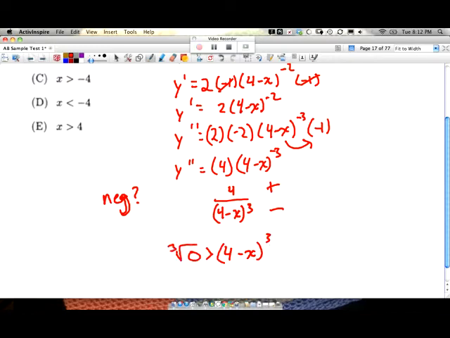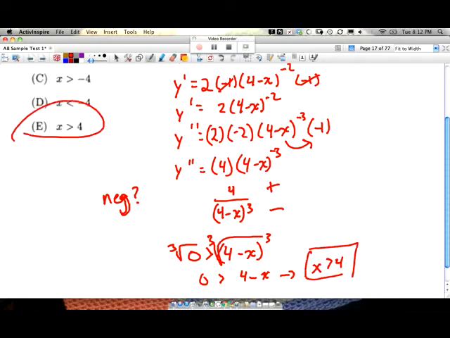Well, let's cube root both sides first. That would give me 0 is greater than 4 minus x. If I move the x over to the other side, that would give me x is greater than 4. So there's my solution, and E is the answer.